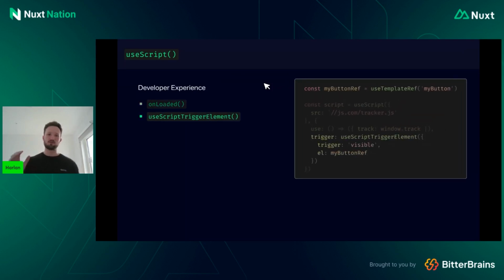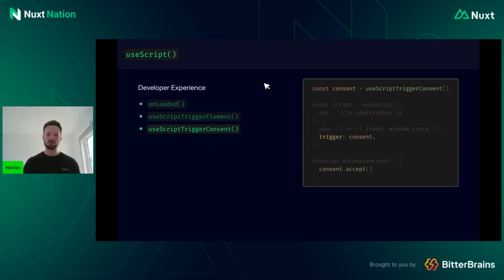We have the useScript trigger element. So I highly recommend you use this if you can. It is a way to only load the script when there's a certain element event happening. In this instance here, we are going to load the script when a button becomes visible. So very easy way to make sure we're not loading these scripts on that first load, and we can kind of progressively enhance our app with these third-party scripts.